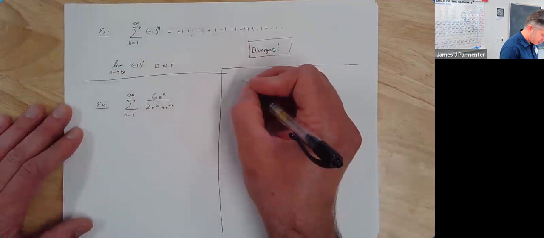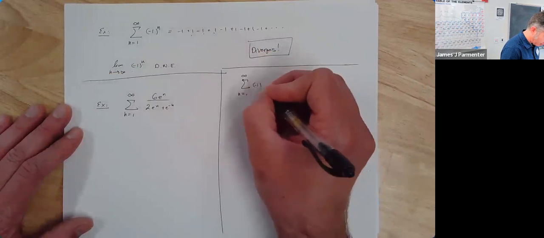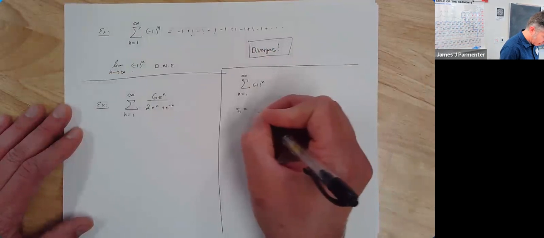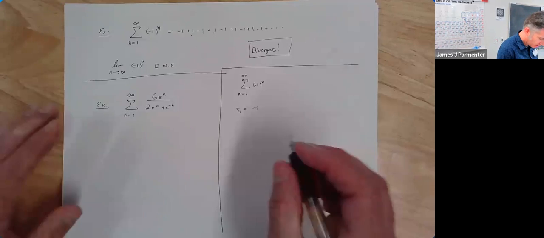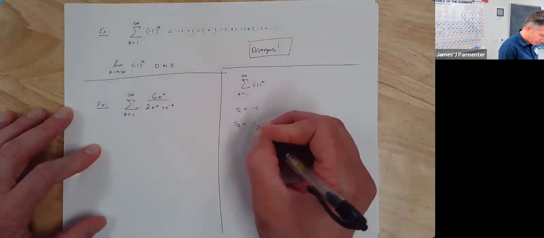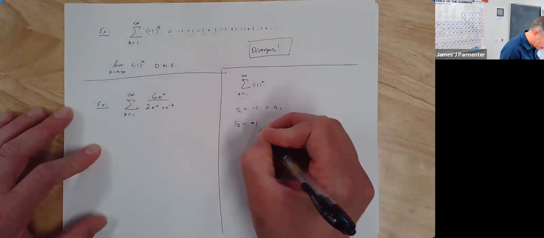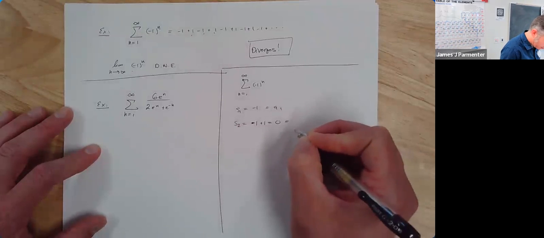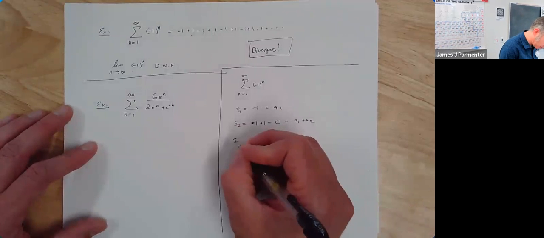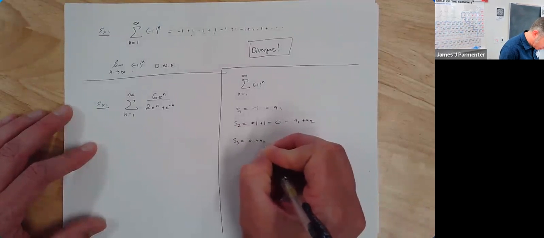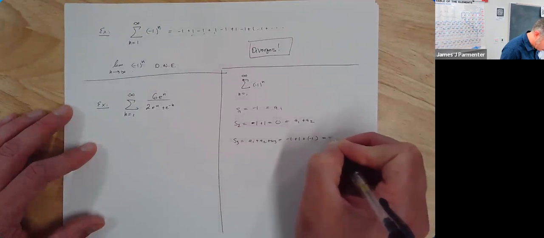so for this series, the sum from n equals 1 to infinity of -1 to the n, the first partial sum is just -1. I'm just adding up the first term and nothing else. The second partial sum is the first two terms added together. So it's -1 plus 1, which is 0. And that's a1 plus a2. I'm adding up the first two things. The third partial sum is a1 plus a2 plus a3, which is -1 plus 1 plus -1, which is -1.